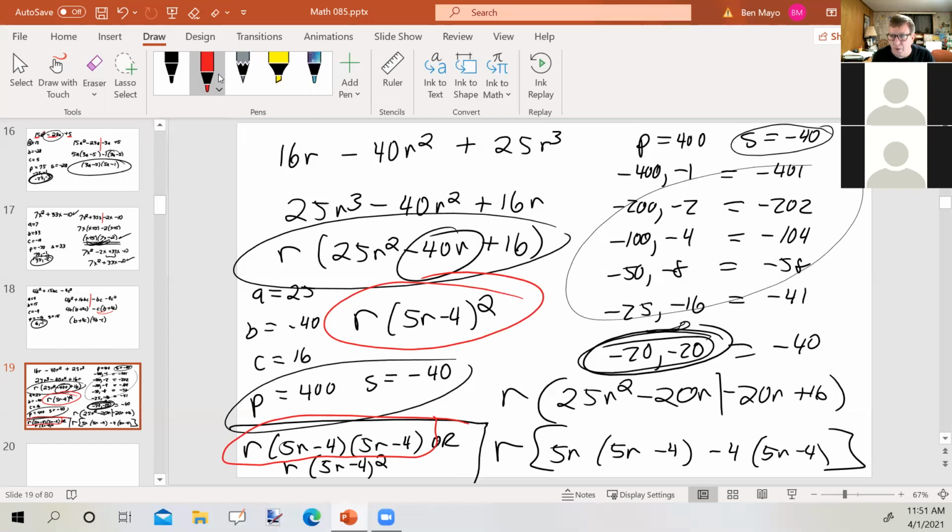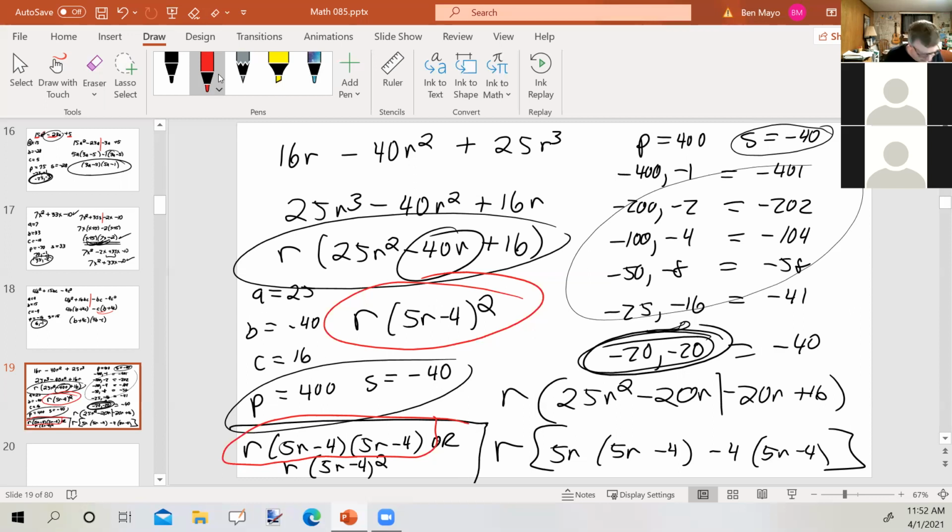Any questions on this problem? So we had to do a lot here. We had to put it in descending powers. We had to take out the greatest common factor. Then we had to take the trinomial that was remaining inside the parentheses and factor it further.